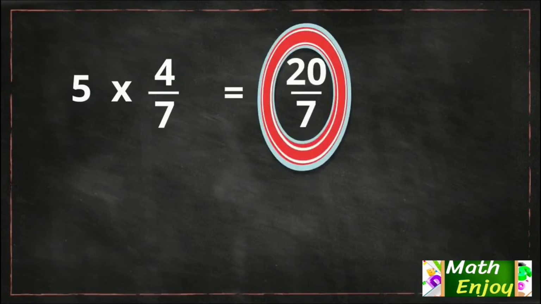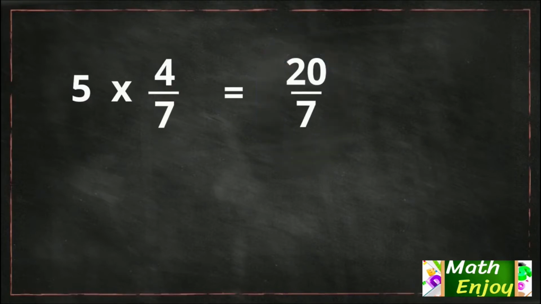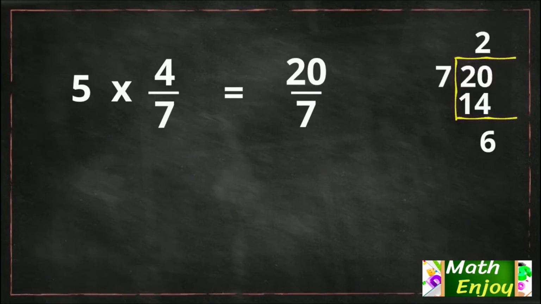This is an improper fraction. We don't keep the answer as an improper fraction. We have to convert it into a mixed number. So I will divide 20 by 7. How many 7s are there in 20? Only 2. So the whole number is 2. 6 is remaining. So the numerator is 6. Denominator is 7. We can write the answer as a mixed number like this. 2 and 6 over 7.